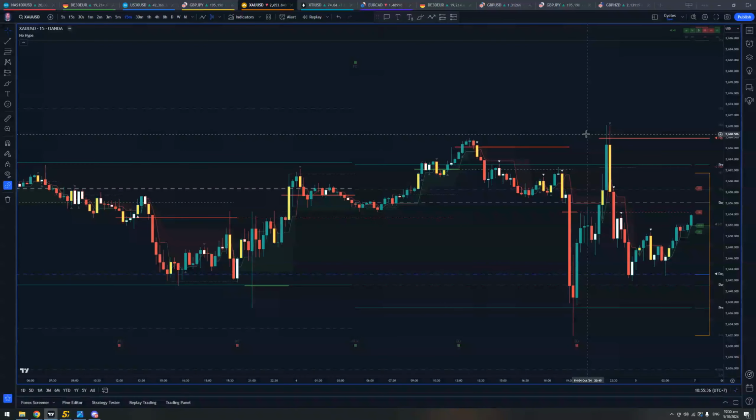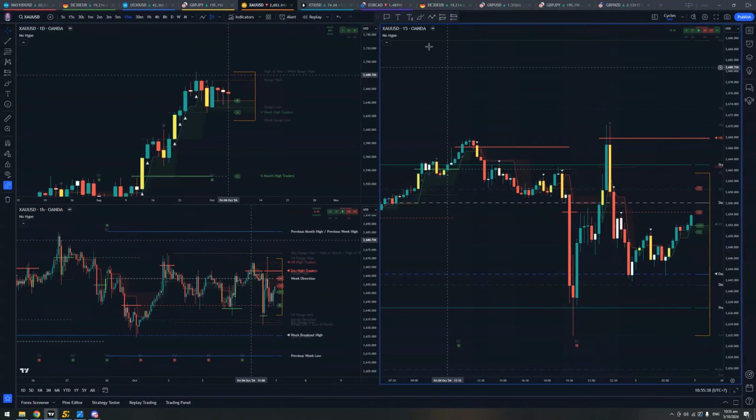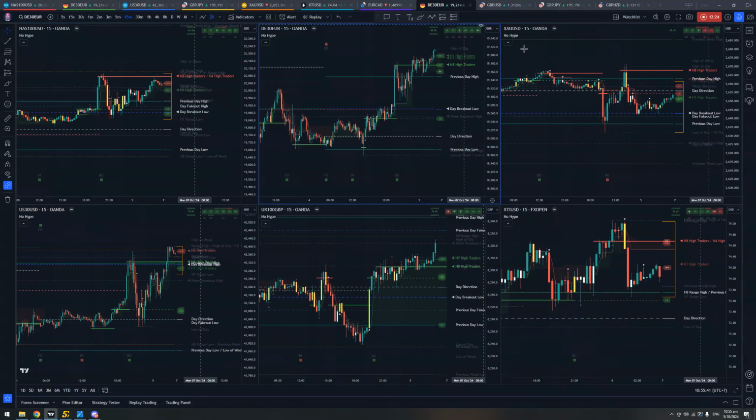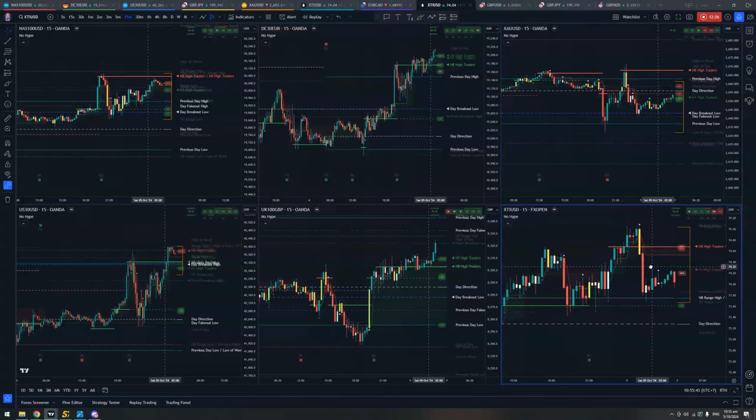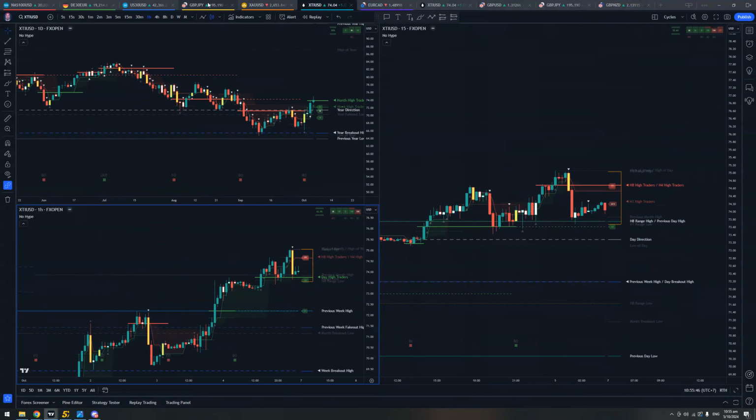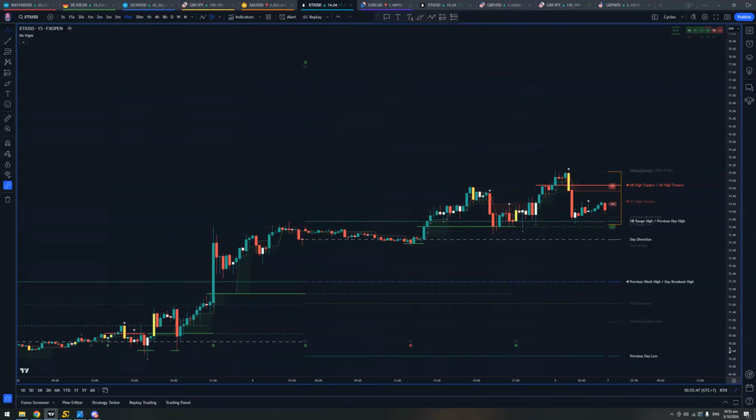So no trades on gold for me. And oil, I missed a nice one actually. There was a breakout setup on oil that I missed right here.